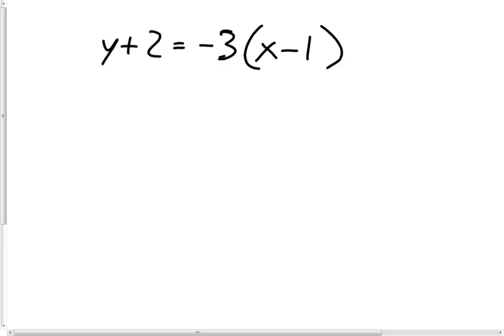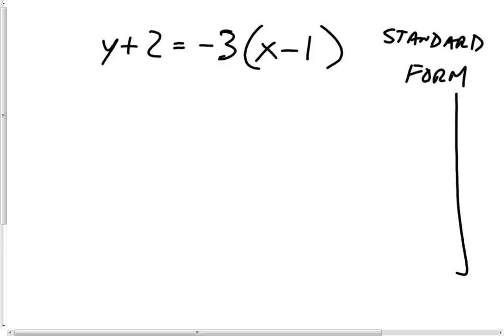You are already looking at the point slope form. I'm going to keep this up here just so people remember the terms. This is already point slope form. We'll talk about that at the end. Next to this, write down, put an arrow underneath. We want standard form. That's not standard form right now.